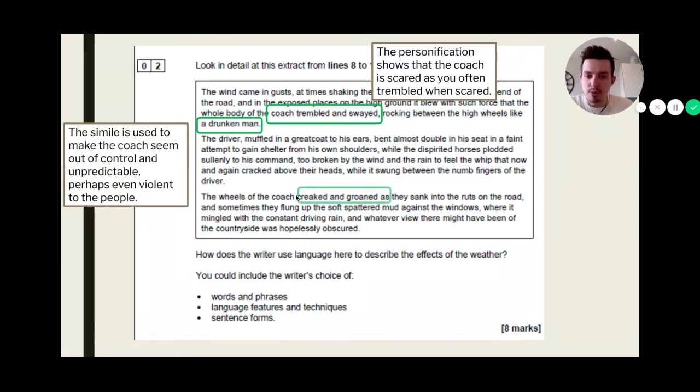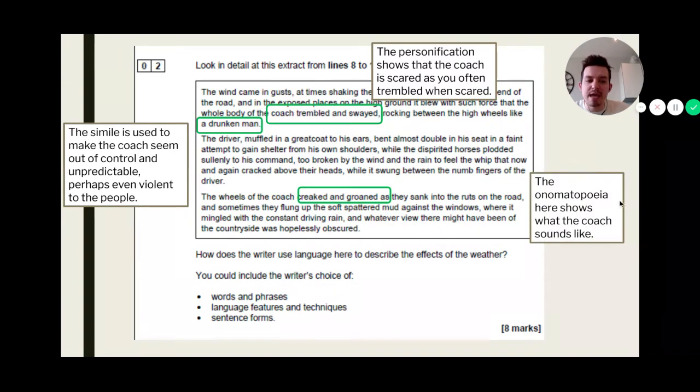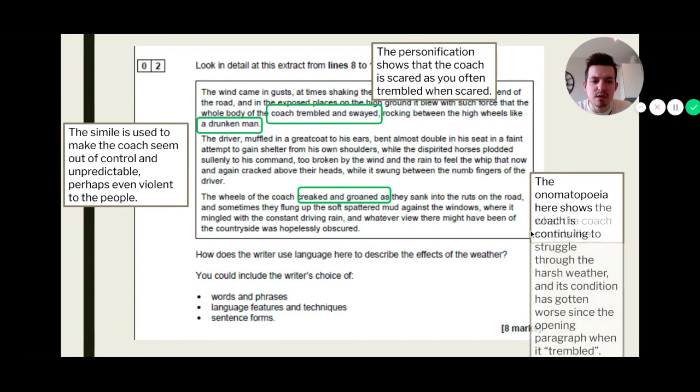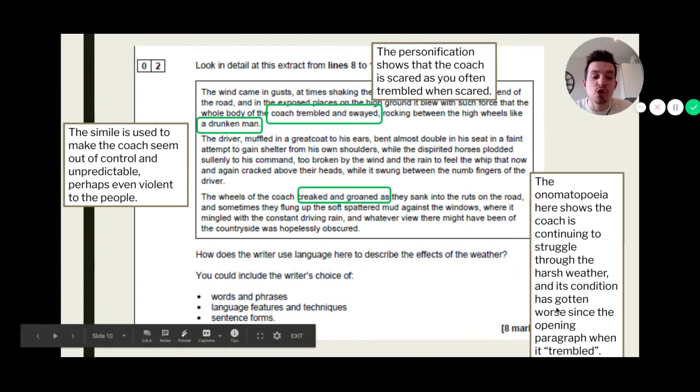And for the third example, "the wheels of the coach creaked and groaned." Another example there. Here, we've used an onomatopoeia. Check the spelling of onomatopoeia. And a bad example would tell us, here, it shows what the coach sounds like. But think in particular, if something creaks or groans, how is it feeling? How is it acting? That is what we're looking for, the effect. And here is a better example. It's struggling through the harsh weather, and its condition has gotten worse since the opening paragraph.